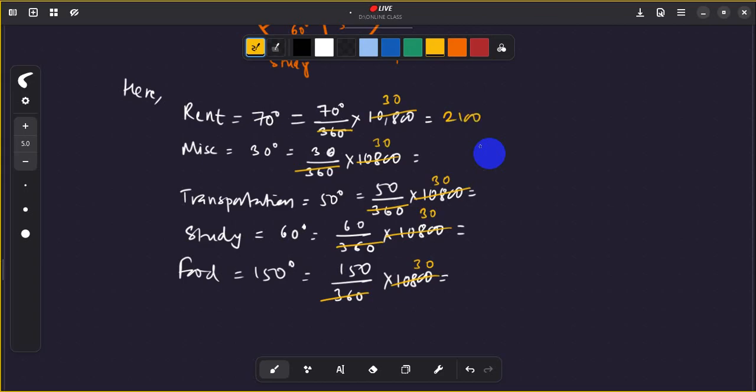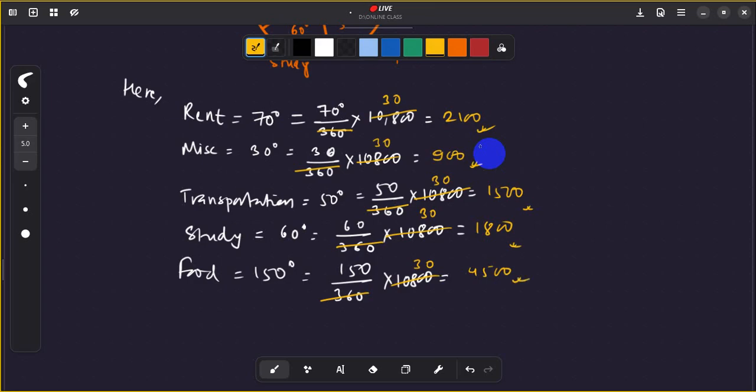30 times 30 is 900. 50 times 30 is 1500. 60 times 30 is 1800. 6 3s are 18 and 2 zeros. 5 3s are 15 and 2 zeros. 3 threes are 9 and 2 zeros. 7 threes are 21 and 2 zeros. Here also 15 times 3 is 45 and 2 zeros. That means these are the amounts that we are asked.